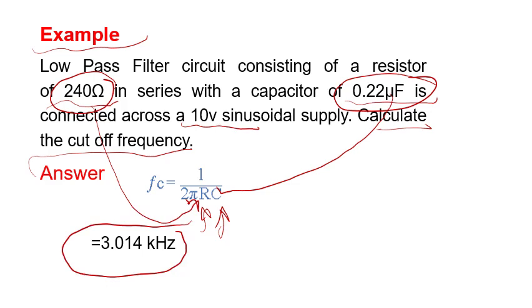The cutoff frequency is around 3 kilohertz, which means below 3 kilohertz is allowed to pass. Below 3 kilohertz, the signal will pass. More than 3 kilohertz, the signal will not pass.